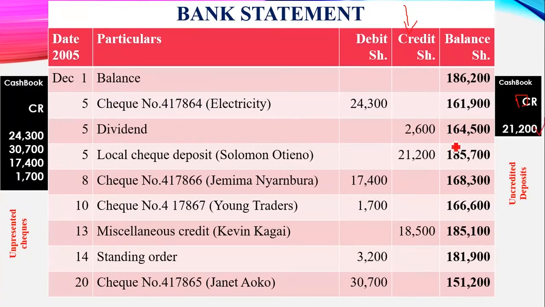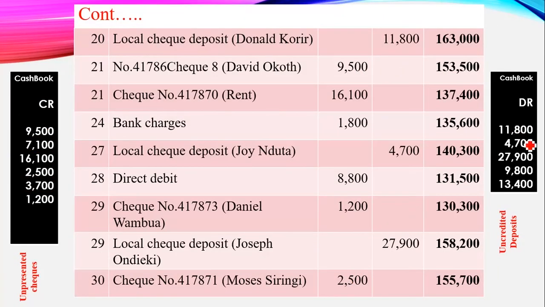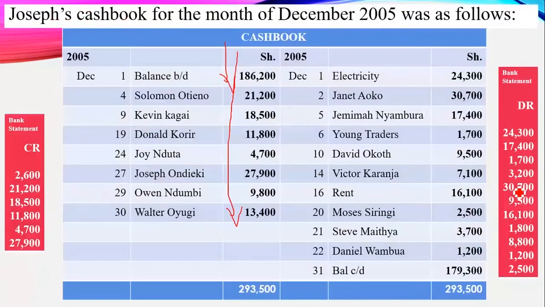So 21,200, it is here. Then I have 11,800. We have it, 11,800. We are comparing with the credit side. This is the debit and credit. 11,800, it is there. 4,700 is there. 9,800, it is not there. Then 13,400, it is also not there. So these two are missing. So we have 9,800, 13,400.